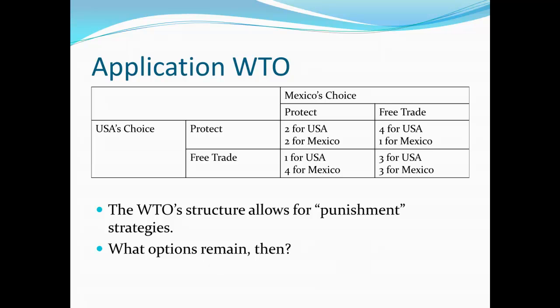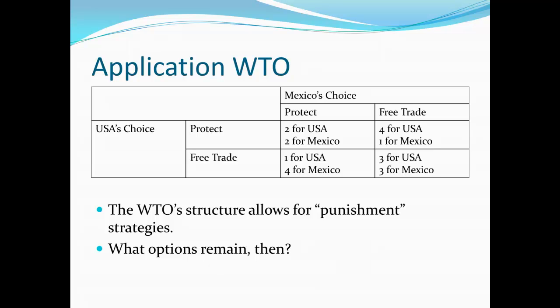Well, the worst case scenario, as far as the U.S. is concerned, is if the U.S. has free trade while Mexico is protectionist. In that case, the U.S. has a bunch of Mexican products here they have to compete with, while at the same time the U.S. doesn't have access to the Mexican market. That's a bad thing for creating jobs and businesses here in the U.S. So that would be given 1 point rather than 4.